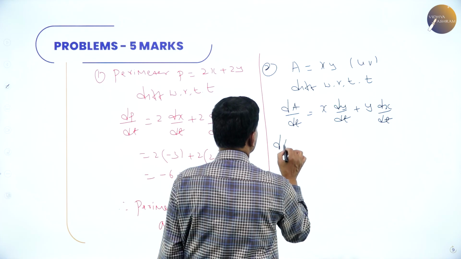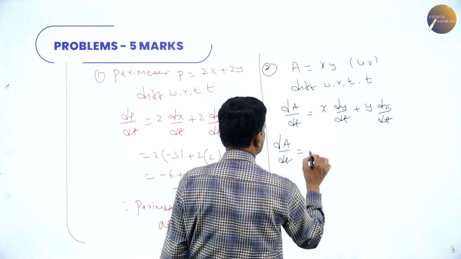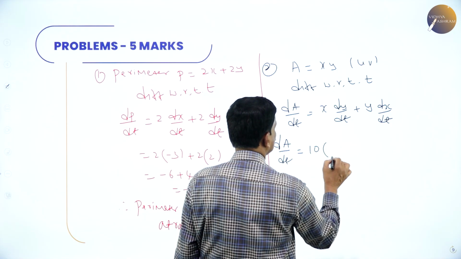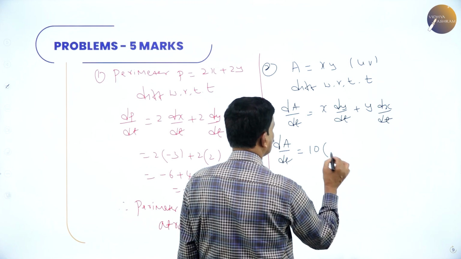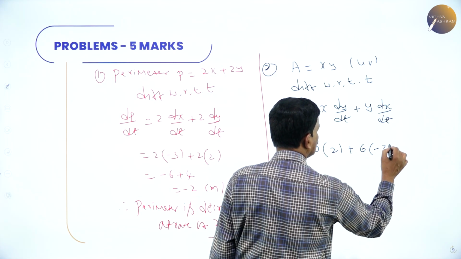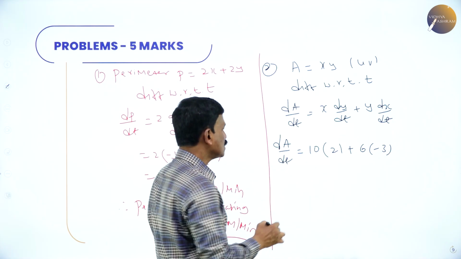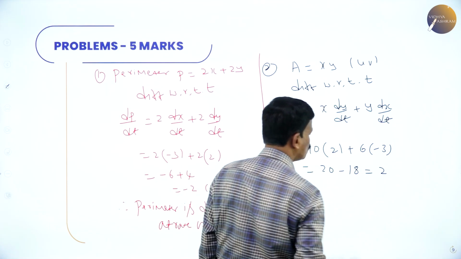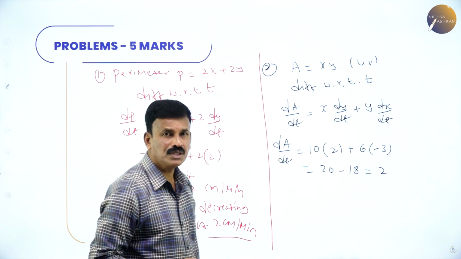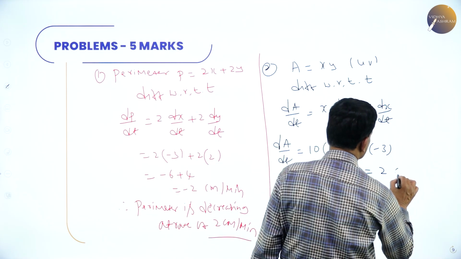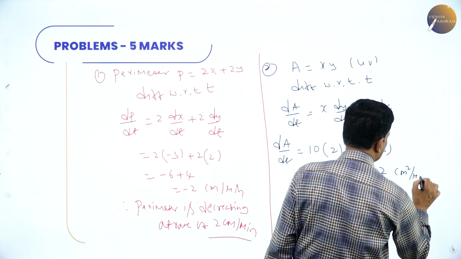Now dA by dt is equal to, what is x? They have given x is equal to 10 centimeters into dy by dt is equal to 2, plus y is equal to 6 centimeters, dx by dt is minus 3. So 10 2s are 20, minus 6 3s are 18, that's equal to 2. What is the unit? Area is nothing but centimeter square per minute.